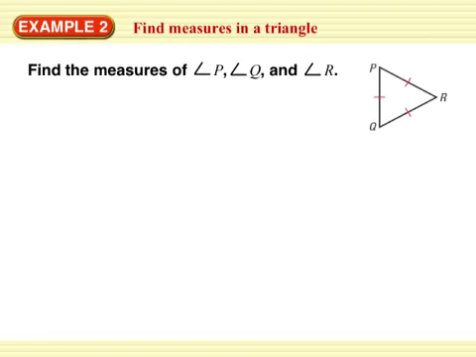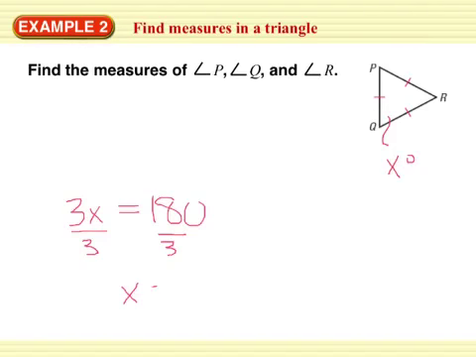Okay, find the measures of angles P, Q, and R. If you know all of the sides are congruent, then you know all of the angles are congruent. I'm going to name one of these X. And since we know they're all the same, we can say 3 times X equals 180. And we know it's 180 because of the triangle sum theorem. So we can divide both sides by 3 and say X equals 60 degrees. So all angles are 60 degrees.